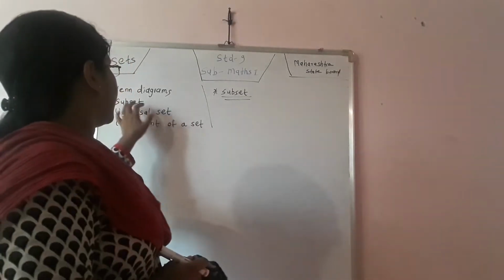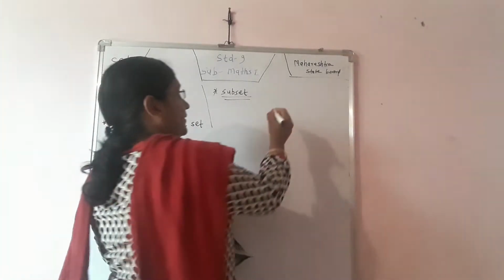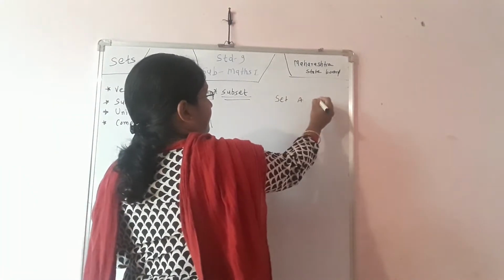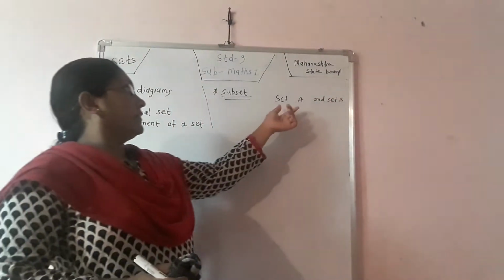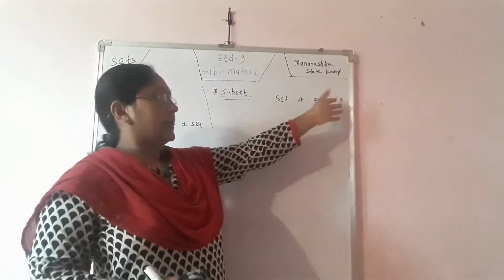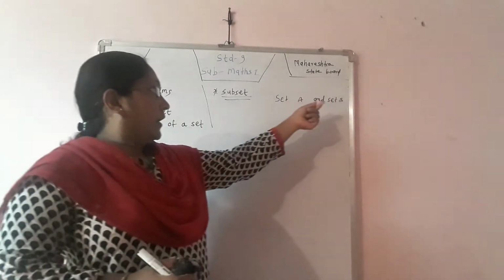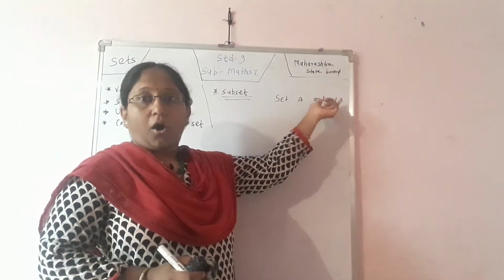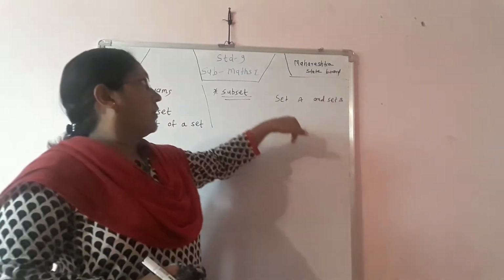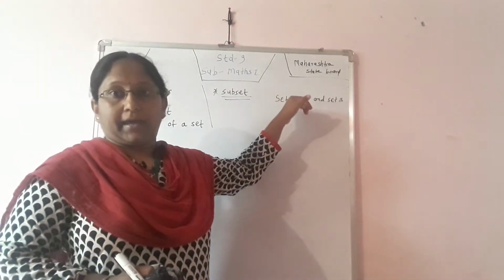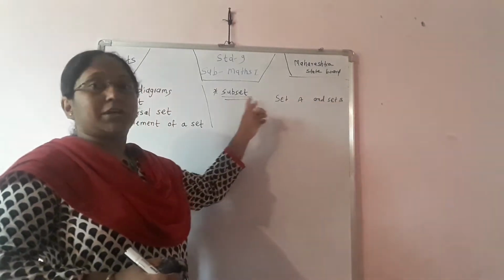Now the second term is subset. Suppose we are given two sets, set A and set B. In set A there are some elements, in set B there are also some elements. But if all elements of set B are also elements of set A, then we call B a subset of set A.